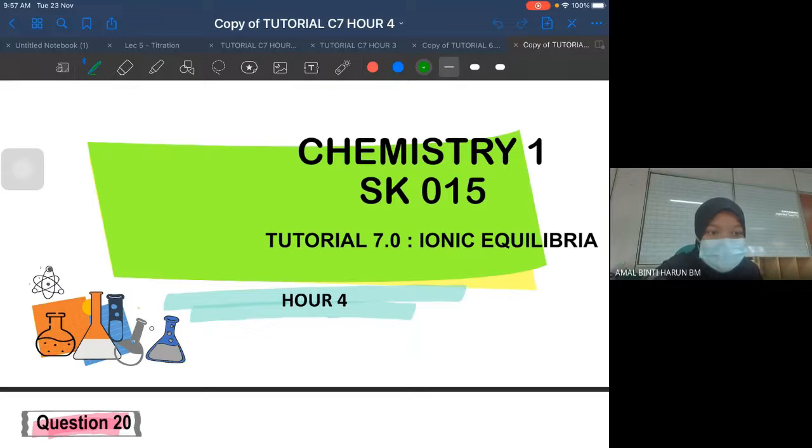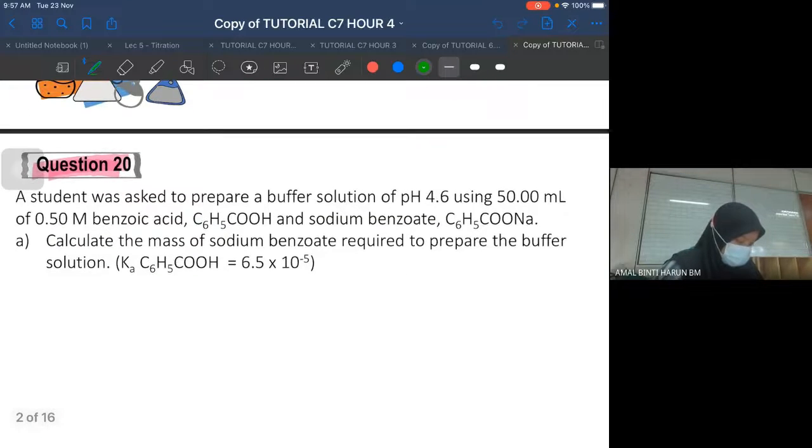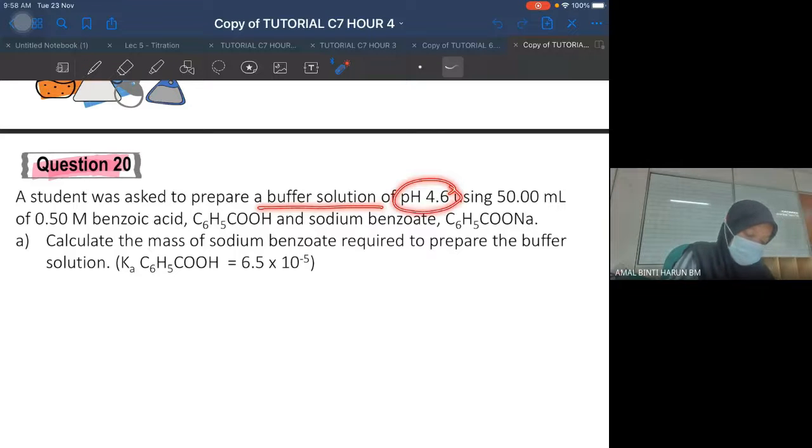Okay, now let's continue with our flow. Now look at this question. The student was asked to prepare a buffer solution with pH 4.6.